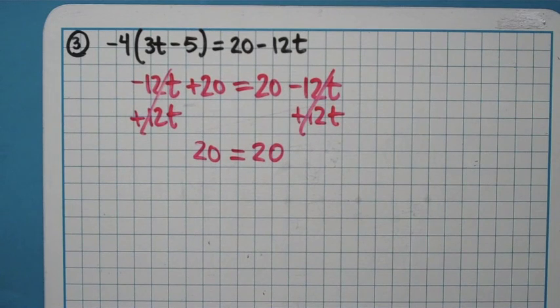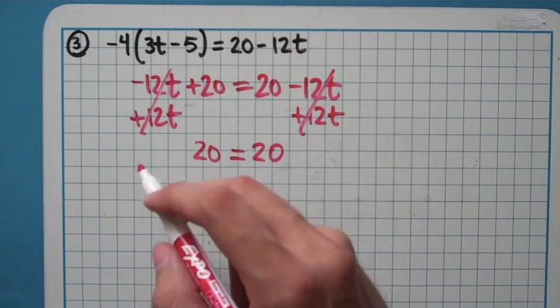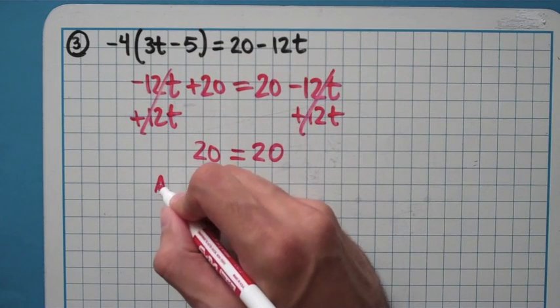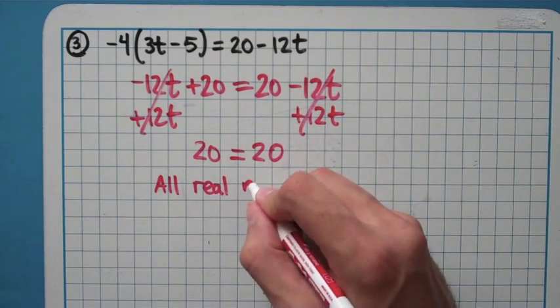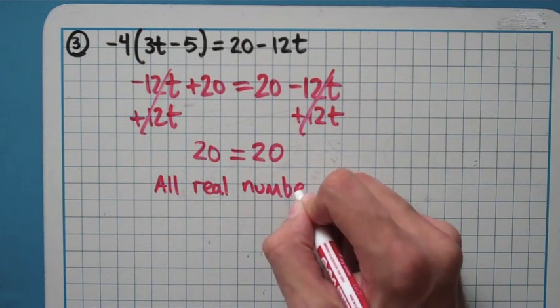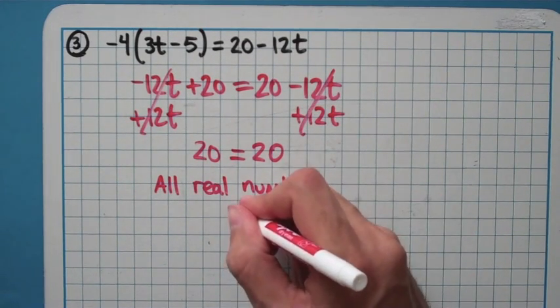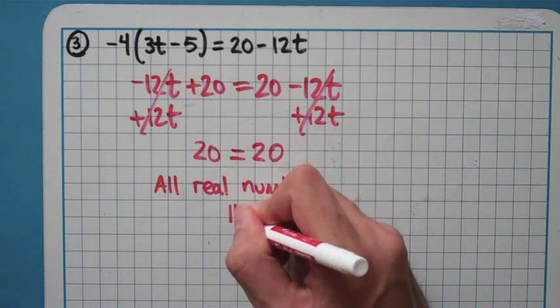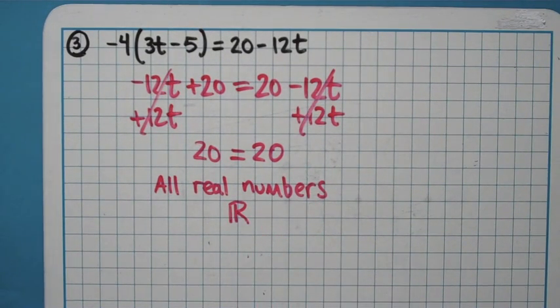That's true. So the way we say that, that's always going to be true no matter what we do for t, we say that all real numbers are solutions. So every number you can possibly think of, if you plug in that problem, is going to work. In our symbol for all real numbers, it's like an R, but it has an extra vertical bar. So you do 2 vertical bars, and then you just make a little R like that. So everything works in this problem.